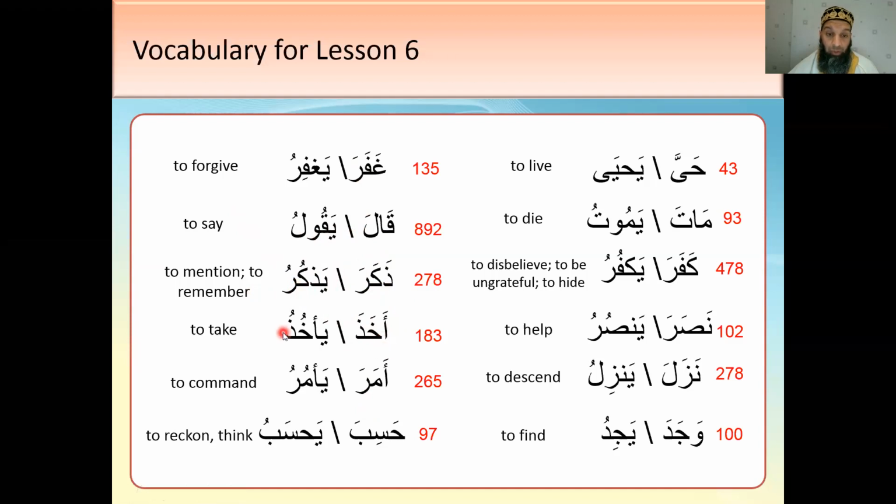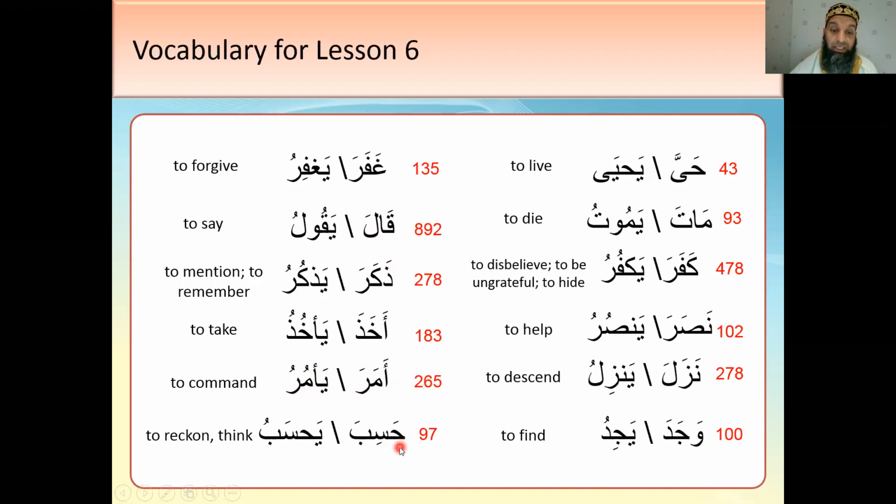Next one, akhadha ya'khudhu. Akhadha means to take, 183 times. Is every root word masculine? Yes, every root word is masculine. He did it. Ghafara, he forgave. Qala, he said. Dhakara, he remembered. Akhadha, he took. It's always singular, third person, masculine. That's where the root word lives. Amara means to command. Wa'mur bil ma'ruf. So amara ya'muru means he commanded, he commands.